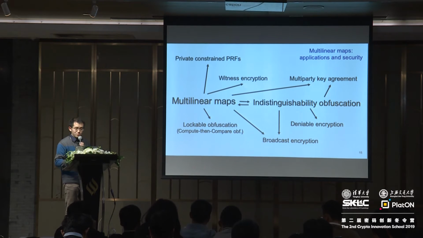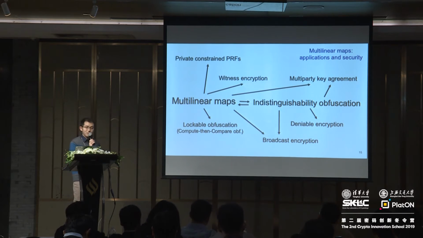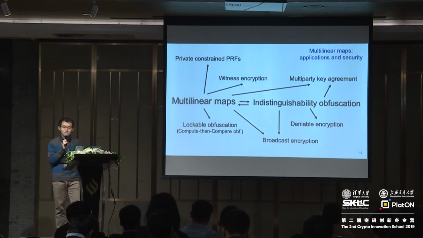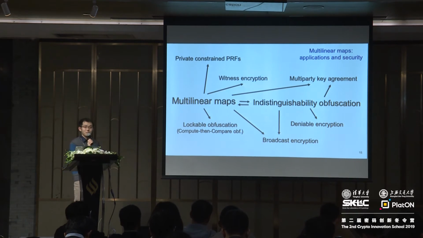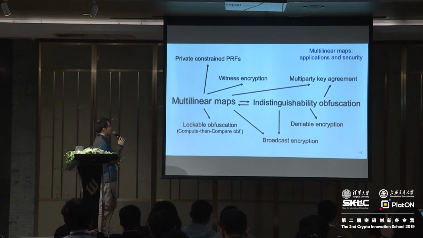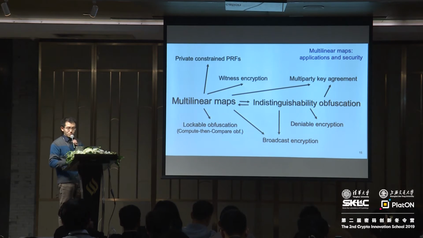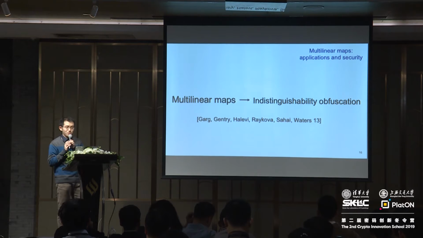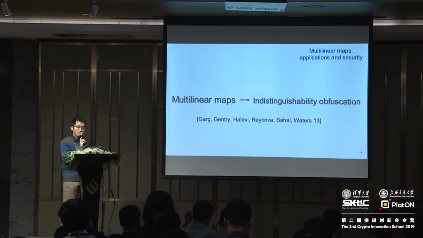So before jumping to how the multilinear maps look, let me give a brief overview of the applications of multilinear maps nowadays. This is a partial picture of what is implied by multilinear maps if they are secure. The most famous application from multilinear maps is arguably indistinguishability obfuscation, also constructed in the same year as the GG13 paper.